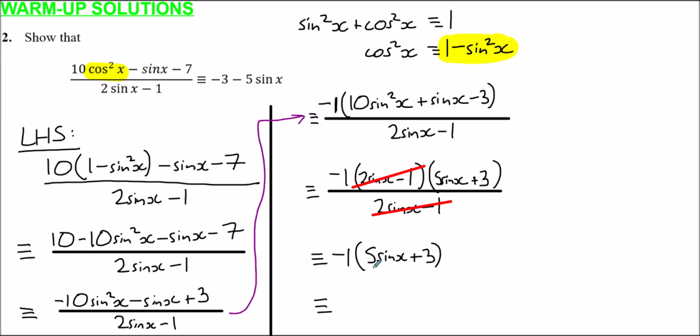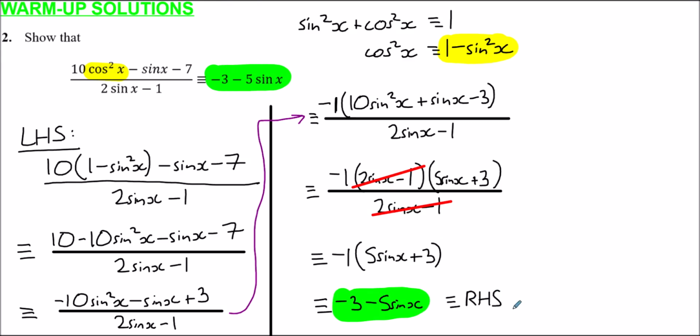Finally, we can expand this. Minus 1 times positive 3 is minus 3. And minus 1 times 5 sine x gives us minus 5 sine x, which you can now see is exactly the same as the right hand side. So that concludes our proof of this being an identity. We've got the left step by step to equal the right.